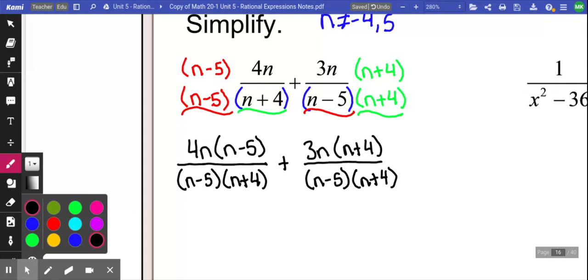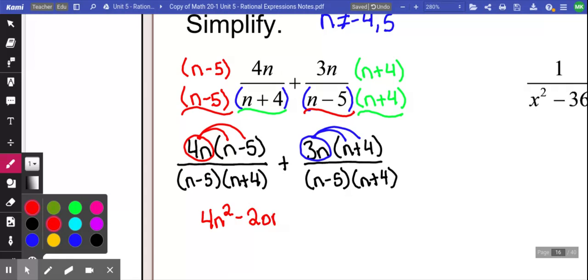We're almost there. If we want to be able to combine these to become one fraction, when we add and subtract, we can't add and subtract unless there's like terms. So we need to take our monomials and multiply them into the top. That will allow us to now write everything as one big fraction. So I now have 4n squared minus 20n, and then plus 3n squared plus 12n.